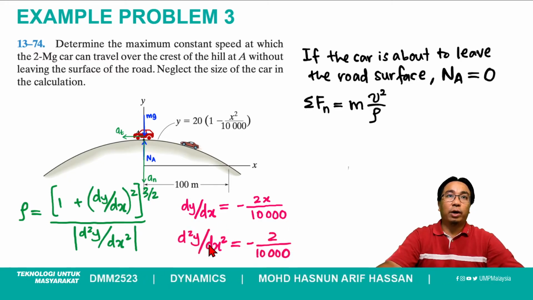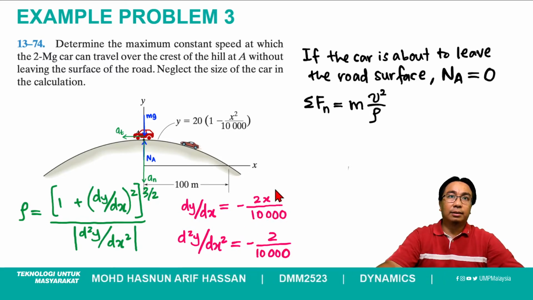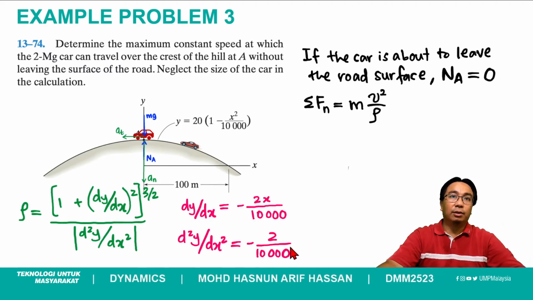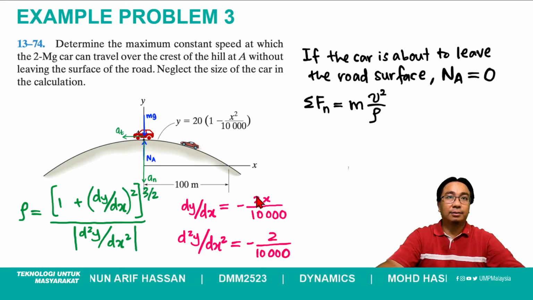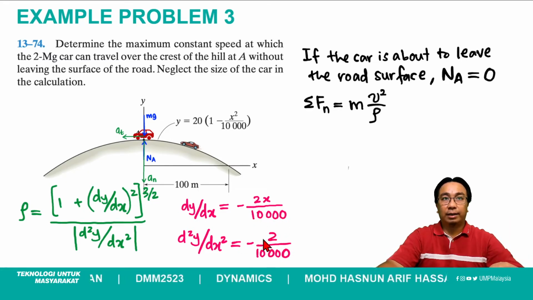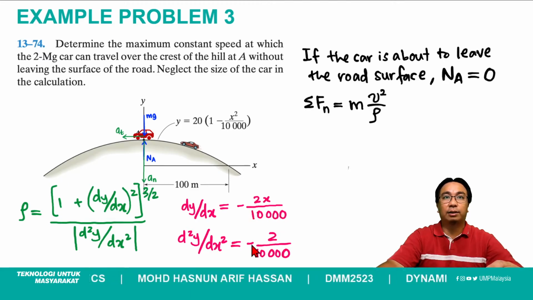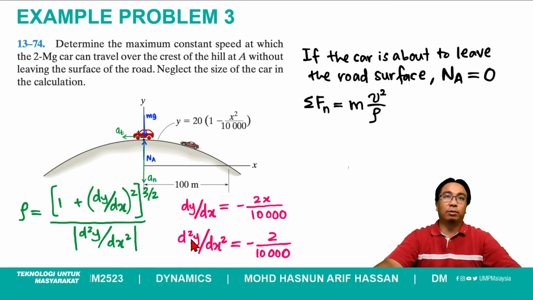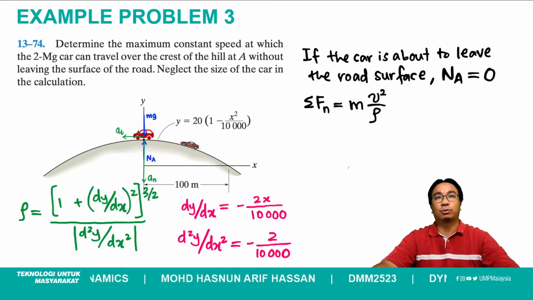For d2y over dx square, you will differentiate this one once again. So this is also wrong. It should be minus 40 over 10,000, not minus 2. Minus 40. Please correct this. When you copy this answer, please correct this. This should be minus 40x over 10,000. This one should be minus 40 over 10,000. So this will be dy dx and this will be d2y over dx square.